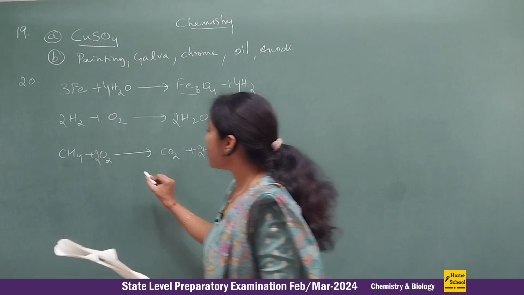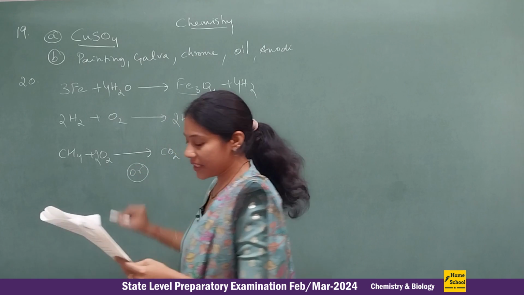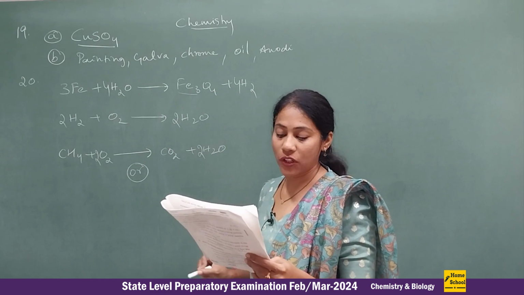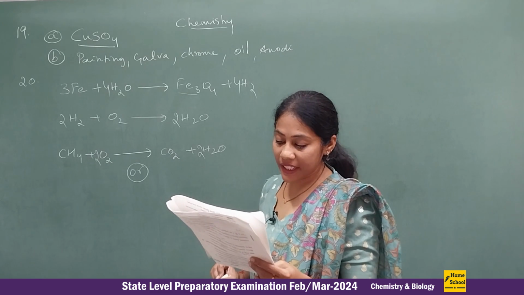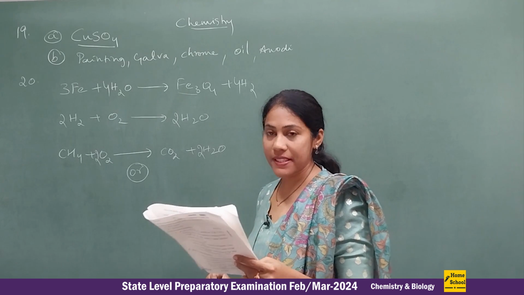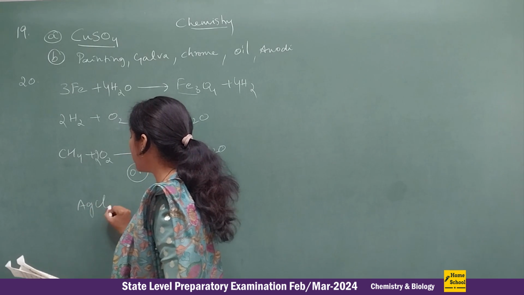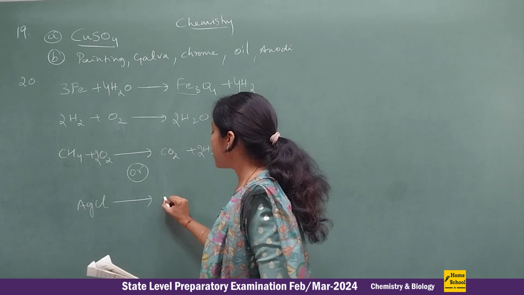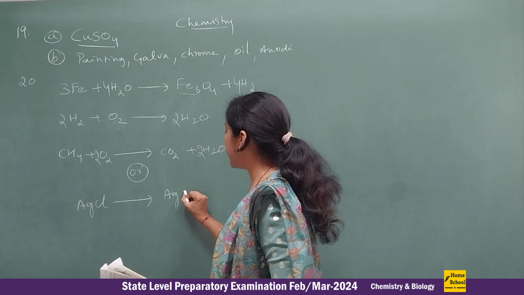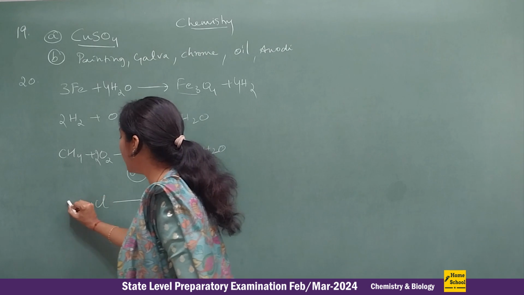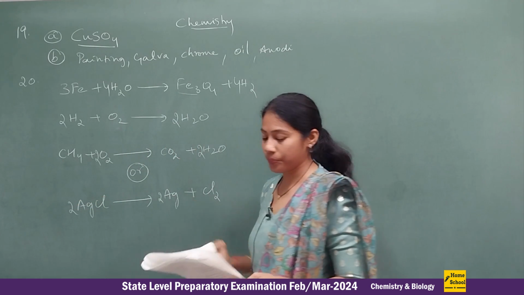Okay, and there is an OR question for this. Write the balanced chemical equations for the following. Silver chloride gives silver and chlorine in the presence of sunlight. Yes, so that is a photochemical decomposition. Silver chloride in the presence of sunlight will break down to silver and chlorine. So you have to balance. So you will put 2 here and 2 here.